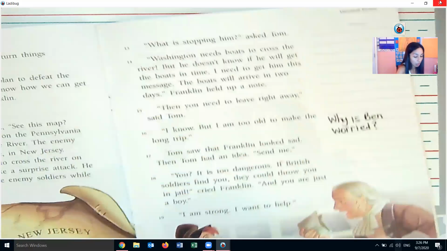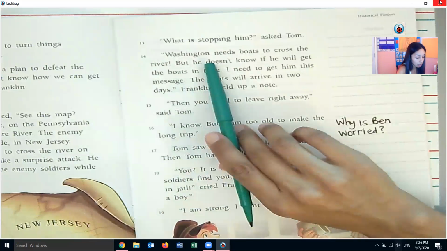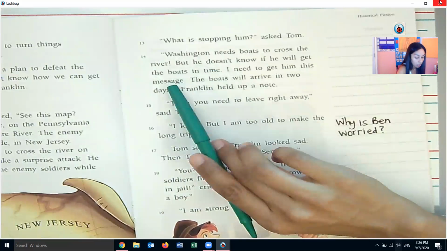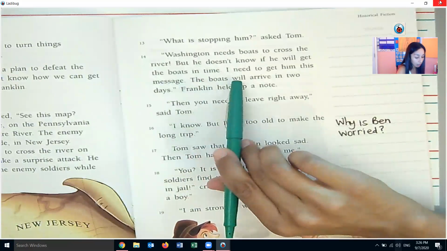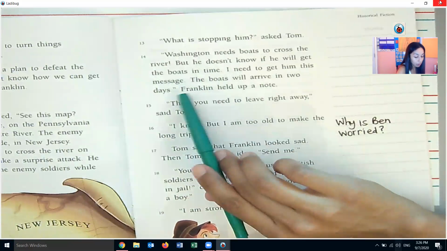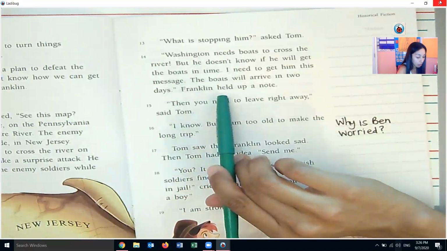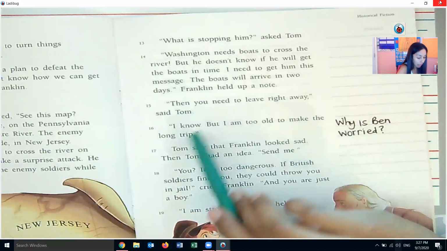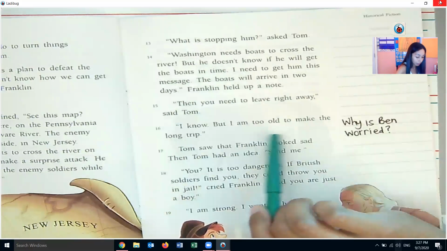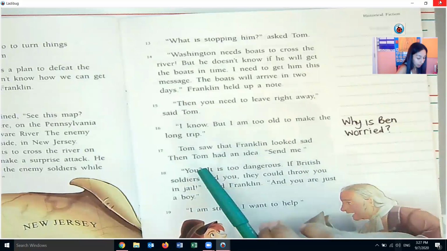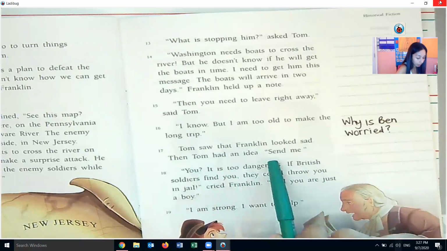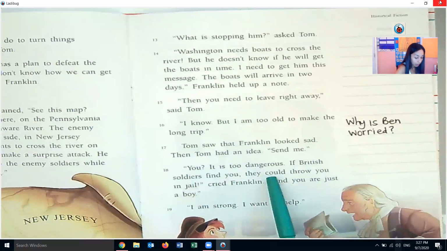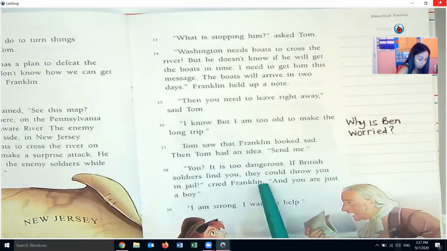"What is stopping him?" asked Tom. "Washington needs boats to cross the river, but he doesn't know if he will get the boats in time. I need to get him this message. The boats will arrive in 2 days." Franklin held up a note. "Then you need to leave right away," said Tom. "I know, but I am too old to make the long trip." Tom saw that Franklin looked sad. Then Tom had an idea. "Send me." "You? It is too dangerous. If British soldiers find you, they could throw you in jail," cried Franklin. "And you are just a boy." "I am strong. I want to help."